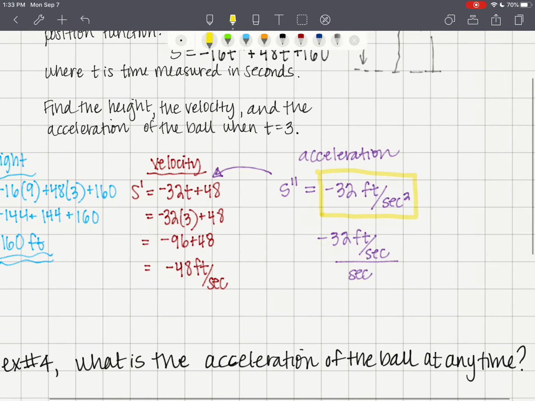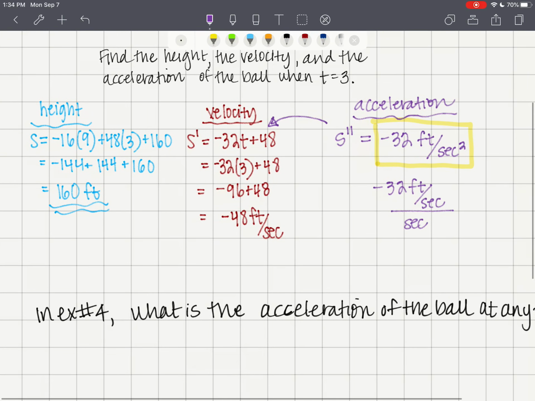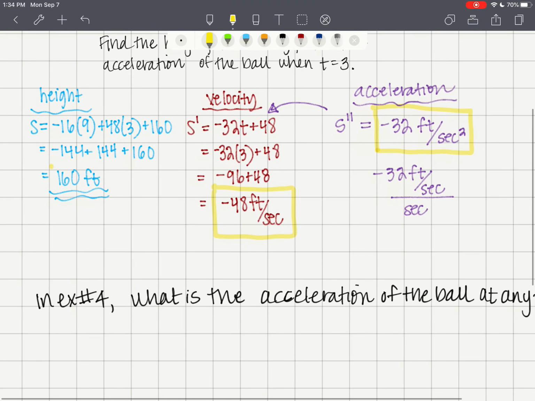That's our answer for acceleration. Let me go ahead and underline acceleration so it looks all pretty. And this is our answer for our velocity at 3 seconds. And this is our answer for height after 3 seconds.